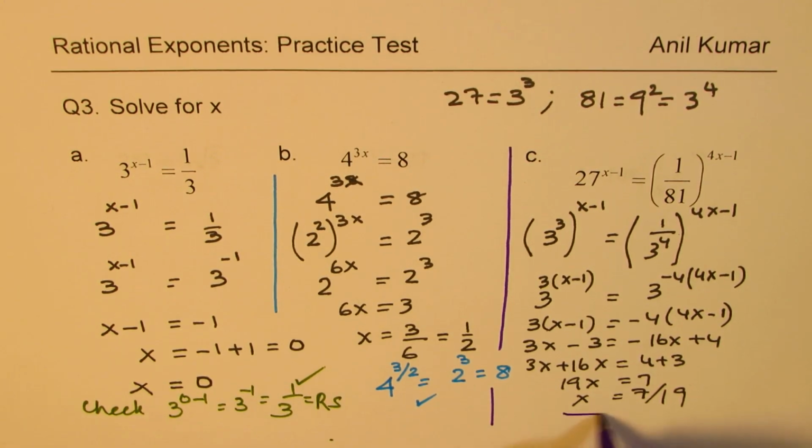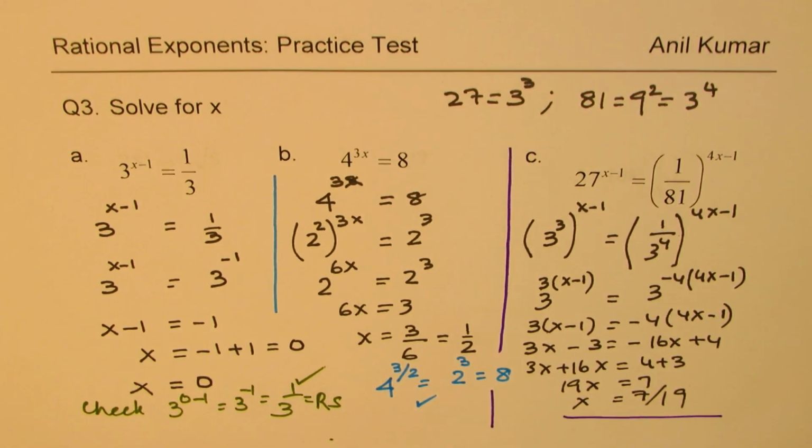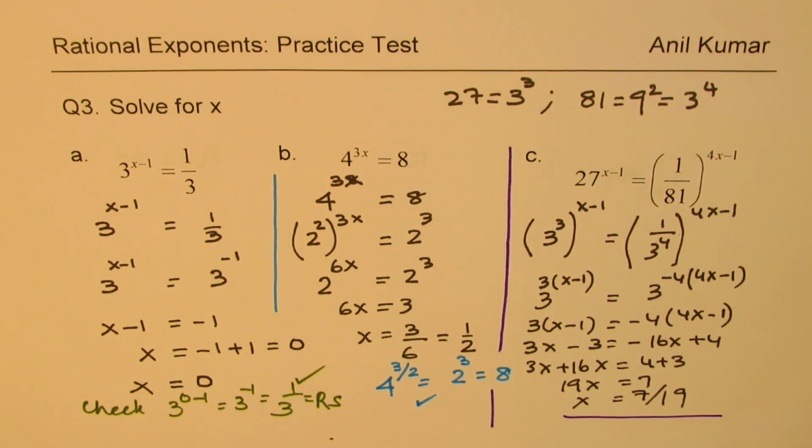Now that's difficult to check, but we'll leave it there and say, well, this is how we could do it. Perfect. So that is how we're going to get the answer. I'd like you to check this solution once again and then move forward to question number 4.